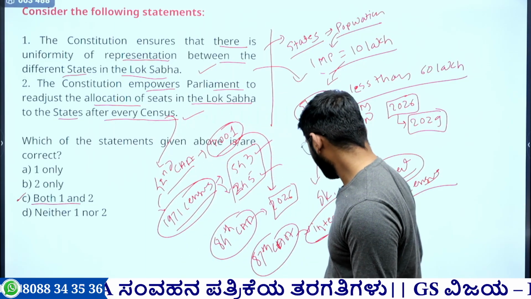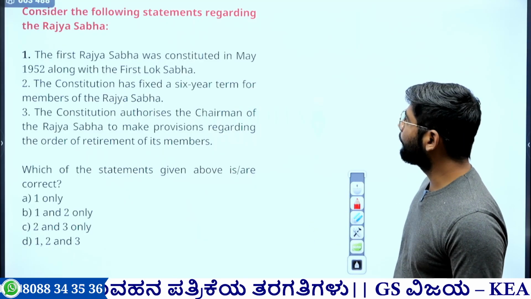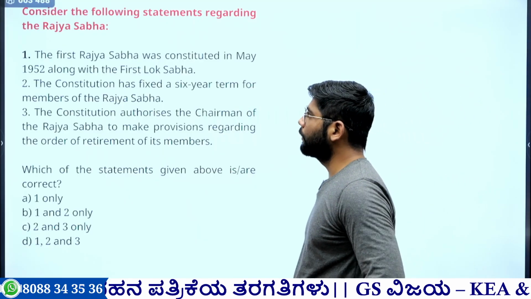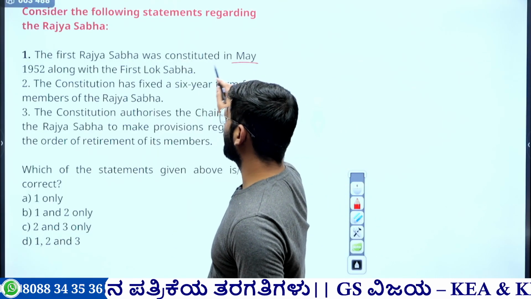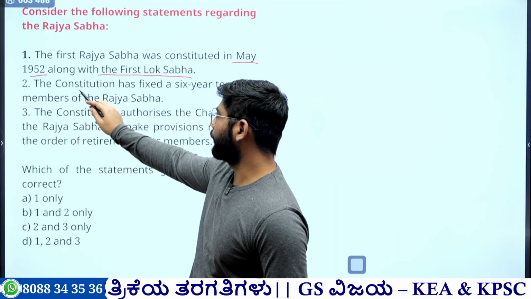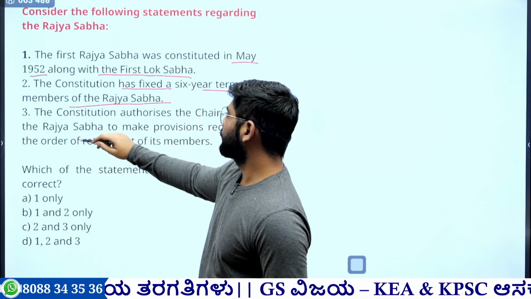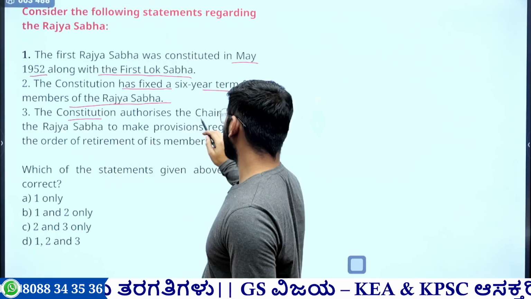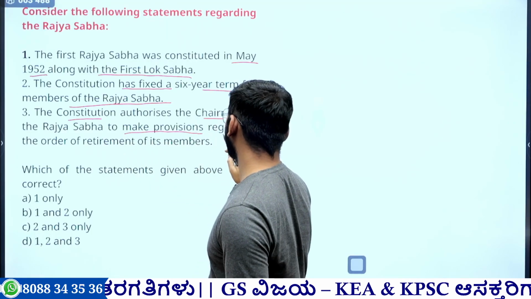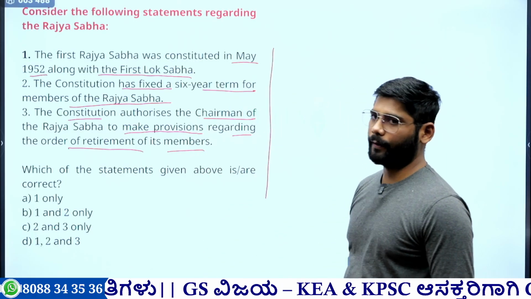So the next question is again regarding the Rajya Sabha. The first Rajya Sabha was constituted in May 1952 along with the first Lok Sabha. Second, the constitution has fixed the 6-year term for the members of Rajya Sabha. Third, the constitution authorized the chairman of Rajya Sabha to make all provisions regarding the order of retirement of its members. Let me know which one is correct here.